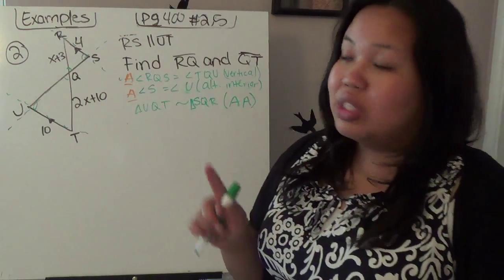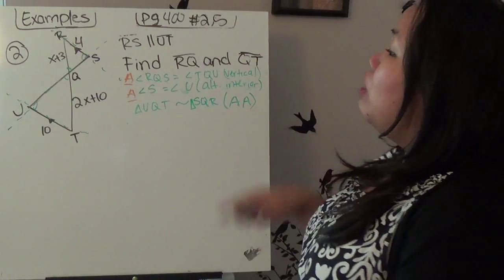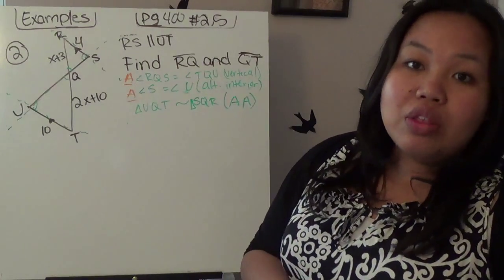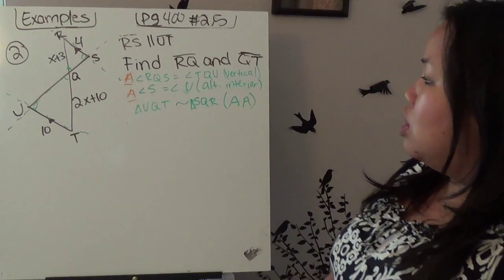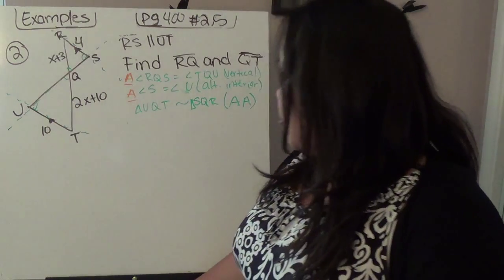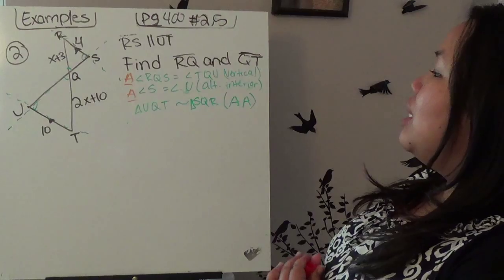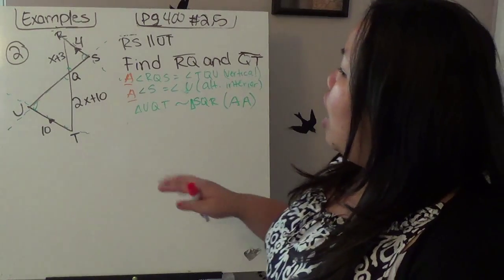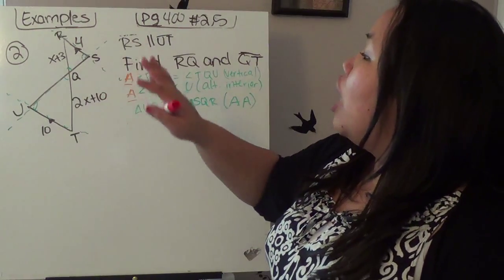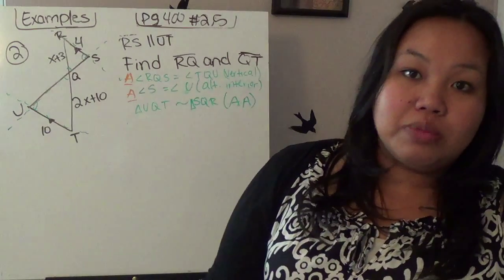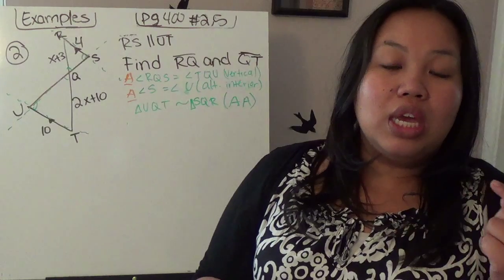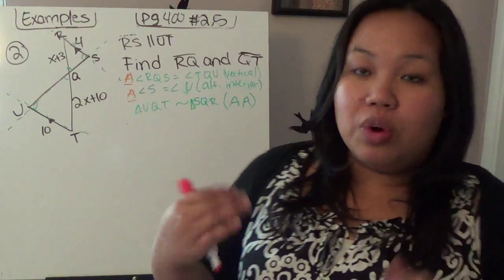This is not a proof. It's not telling me to prove anything, but what was the point of me proving that they're similar? Well, now that they're similar, I can find what RQ and QT is, because all I have to do is find my scale factor. Then I can create two proportions that are equal to each other and solve for x. Remember that cross multiplication we were doing in section 7.1, that's where this comes into play.